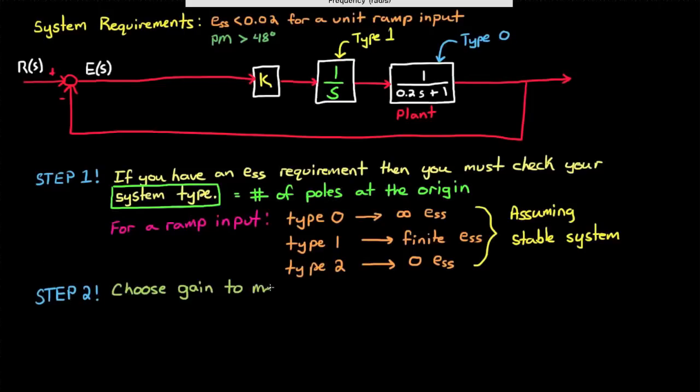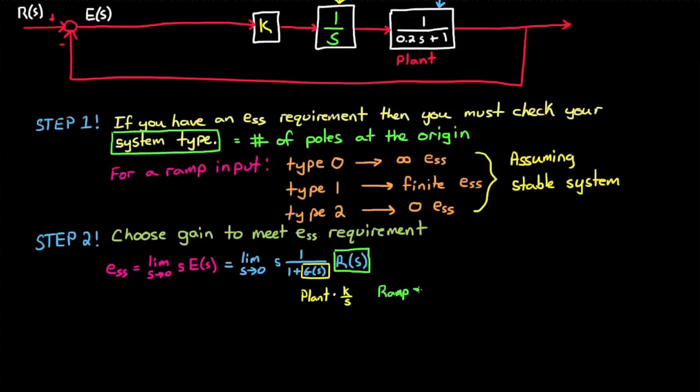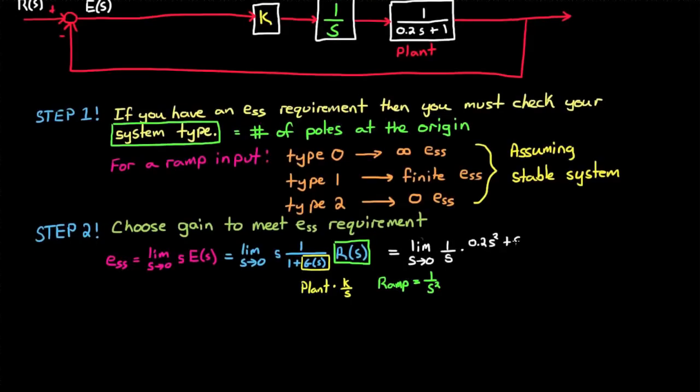And now we can move on to step 2, which is choosing the gain necessary in order to meet our steady state error requirement, which in our case is less than 0.02. Now you'll recall that the equation for steady state error is the limit as s goes to 0 of s divided by 1 plus g of s times the input r of s. And for us, g of s is the plant times k divided by s. And r of s is a ramp input, or 1 over s squared. You can plug all of these values in and then solve for the value of k that makes this equation less than 0.02. And what you'll find is k needs to be greater than 49.